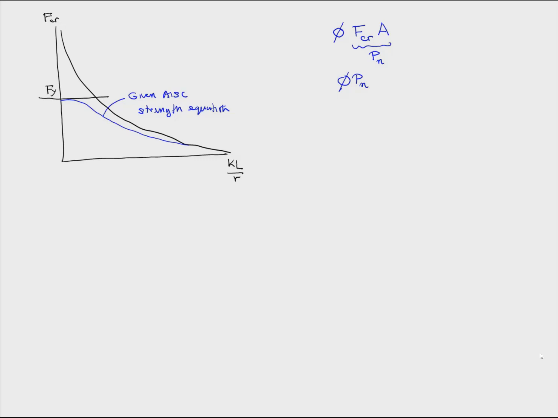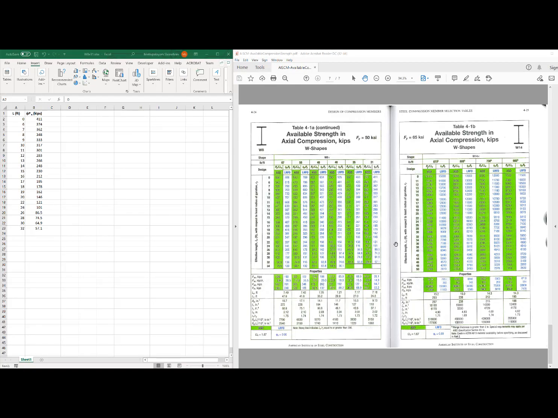So instead of first using the AISC strength equation to get Fcr, multiplying by A and multiplying by phi, which for compression is 0.9, the AISC manual for certain cross-sections and material types provides tables from where we can directly look up phi times Pn. Here's an example of these tables.